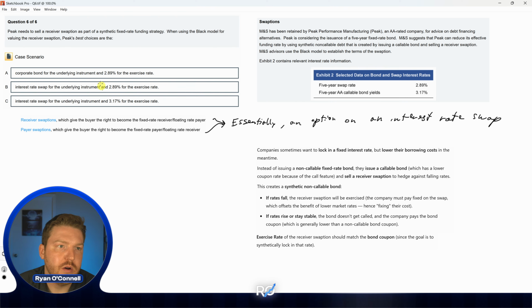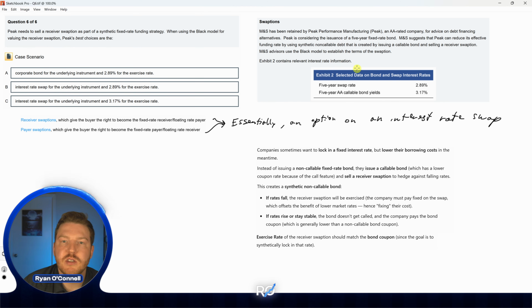Okay, here we go. So let's talk about what a receiver swaption is. A receiver swaption gives the buyer the right to become the fixed rate receiver and the floating rate payer on an interest rate swap. So basically, it's just an option to enter into a plain vanilla interest rate swap in the first place.